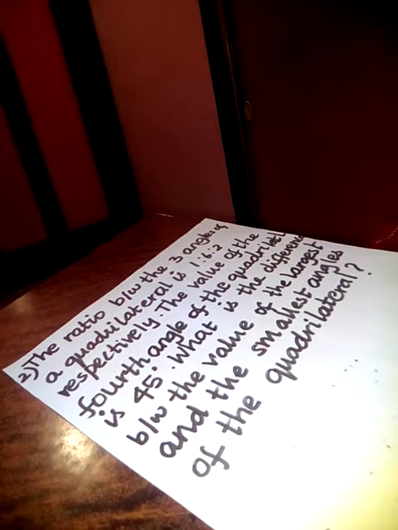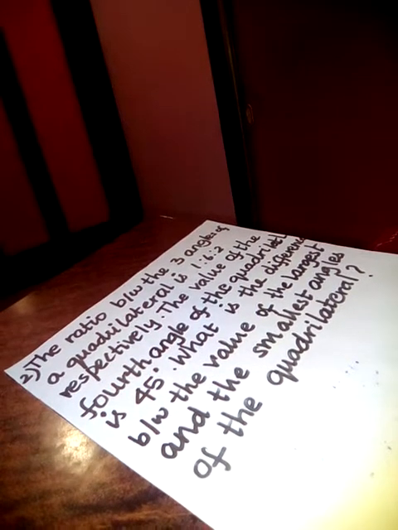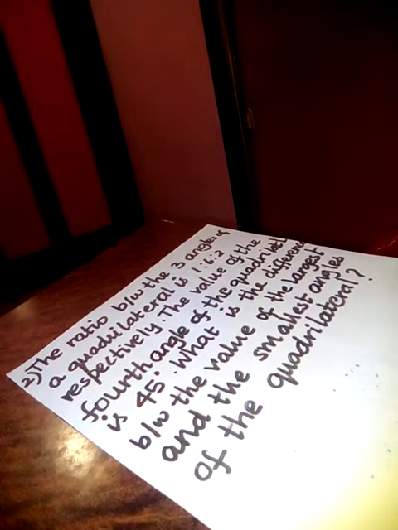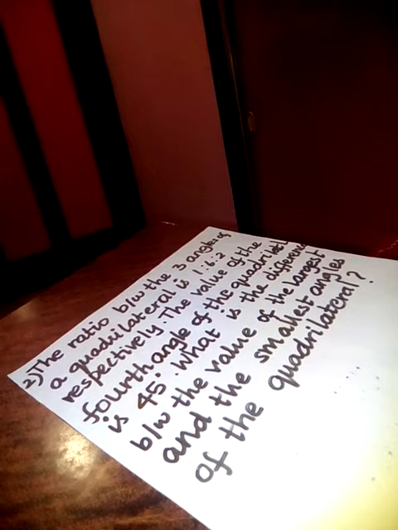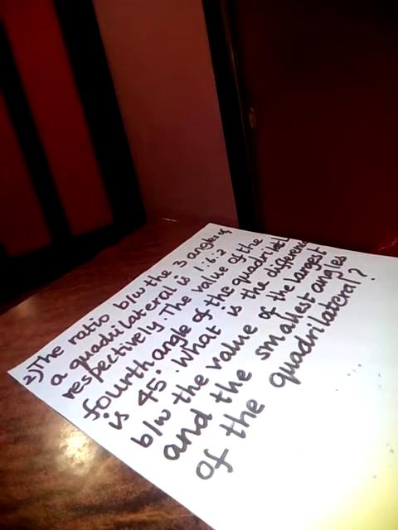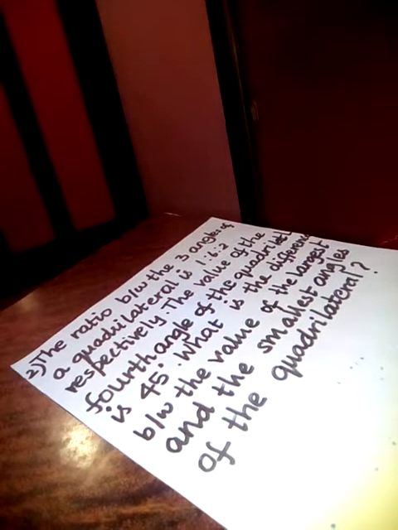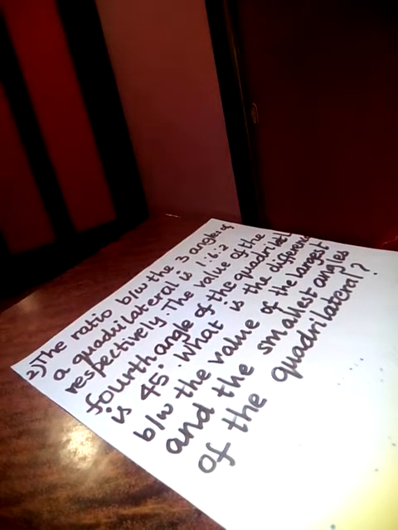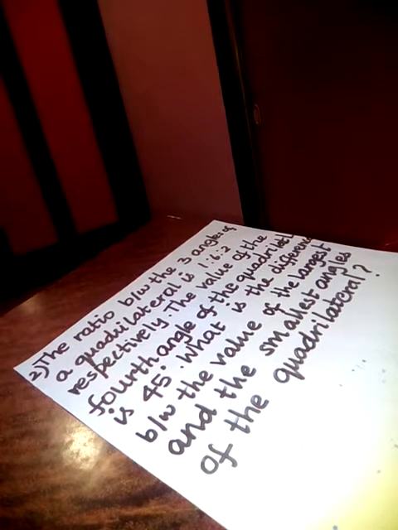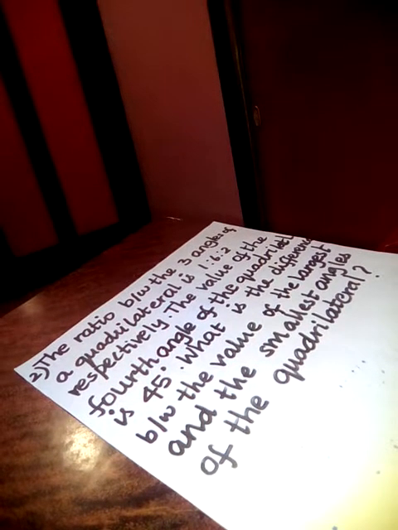In the second question, the ratio between the three angles of a quadrilateral is 1:6:2 respectively. The value of the fourth angle of the quadrilateral is 45 degree. What is the difference between the value of the largest and the smallest angles of the quadrilateral? Okay, in this case they have given about a quadrilateral. They are describing that three angles are given in the ratio, and the fourth angle is given as the value of angle, so it's 45 degree.